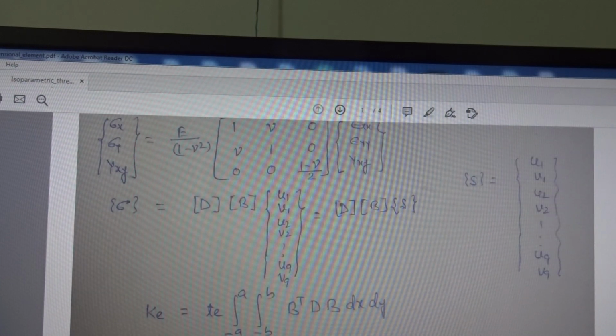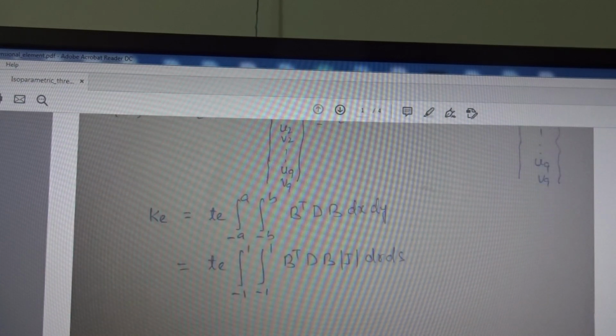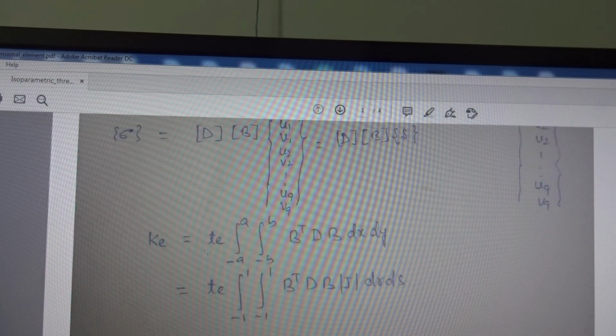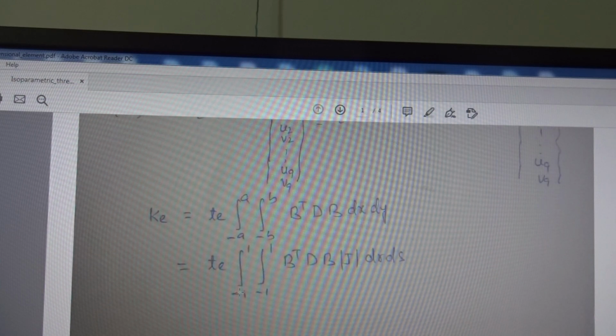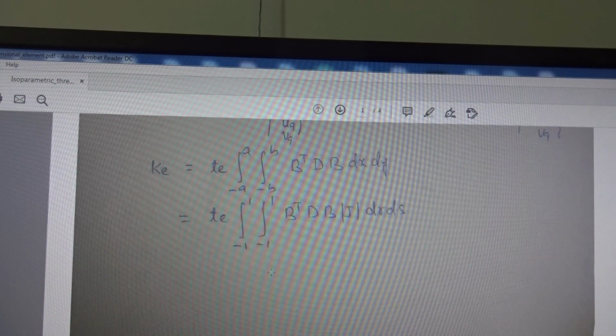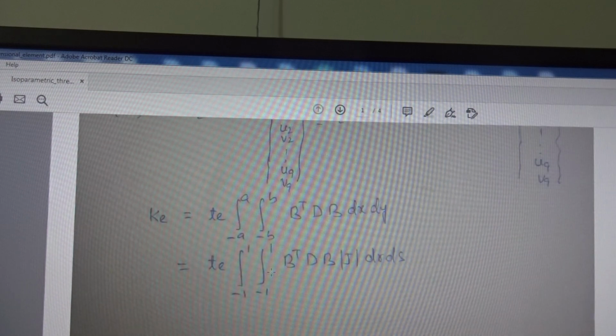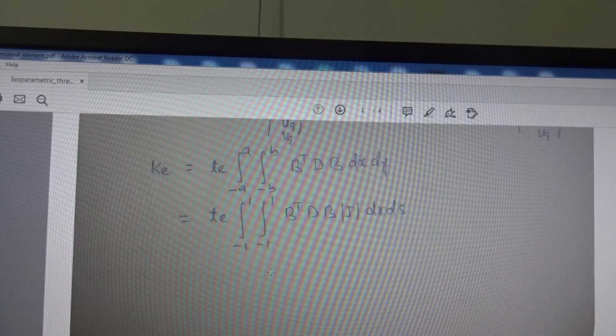Or in the isoparametric form, you can write K equal to the integral from minus 1 to 1 of B transpose D B, multiplied by the Jacobian, dr ds dt. Now you can integrate it by using numerical integration. So this is the element stiffness matrix. Similarly, you can find the global stiffness matrix, apply the boundary conditions, and get the solutions. When you get the displacement, you can find the stress also.